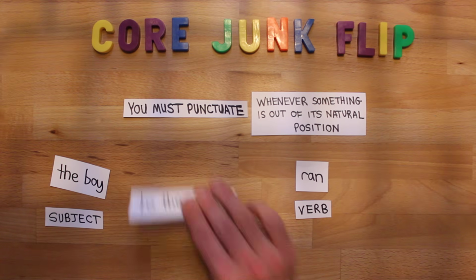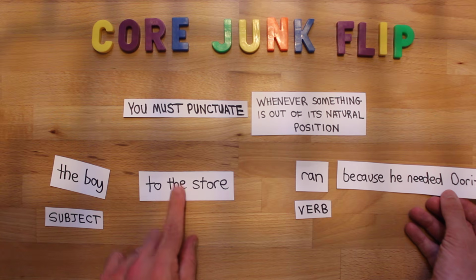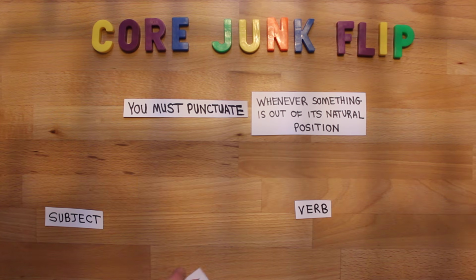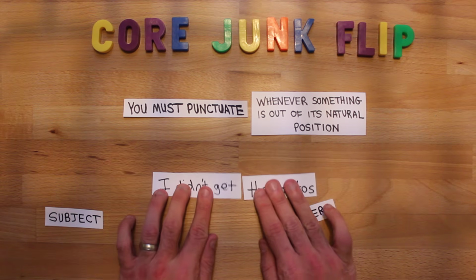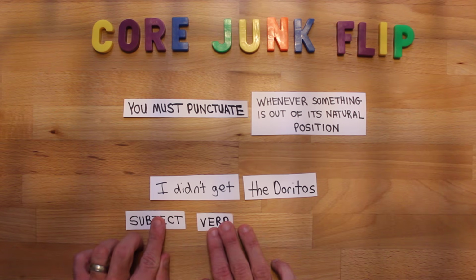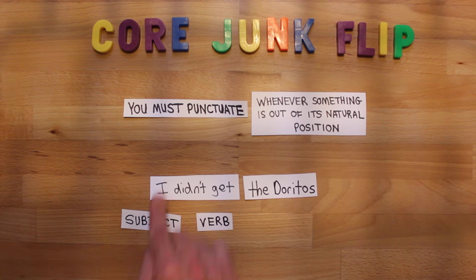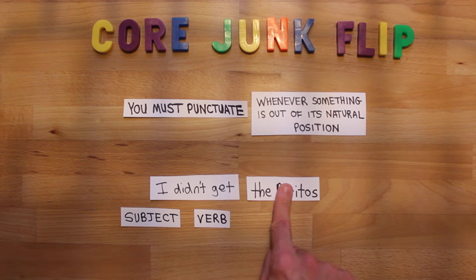You could do that with this, but it's kind of gross. Anyway, we'll use a different example. This one doesn't look like your traditional thing. So the boy comes back from the store and he's got a bag of stuff, and his dad says, "So where are the Doritos?" And he says, "I didn't." Now, I as a subject, did not get, not as an adverb, but did get is your full verb. So I didn't get, and then there's the junk, the Doritos.